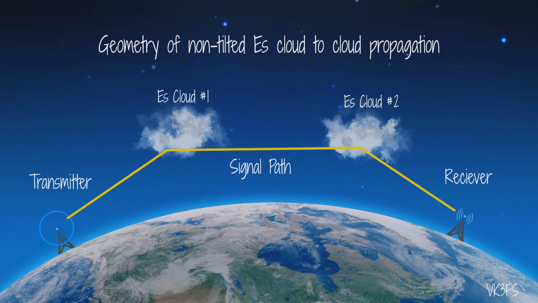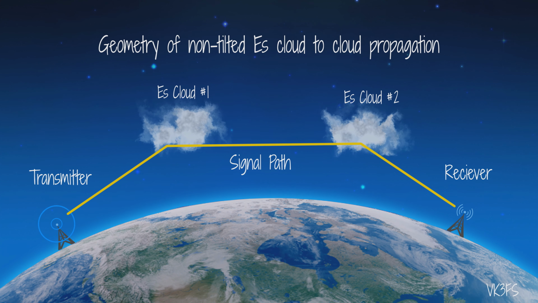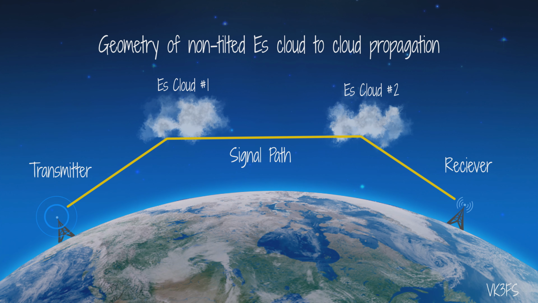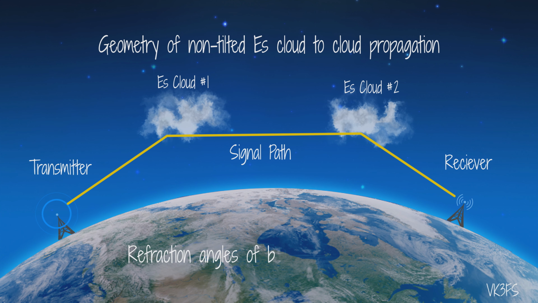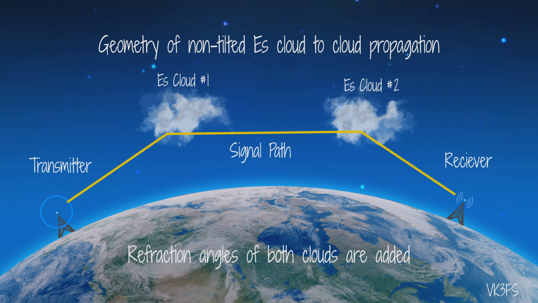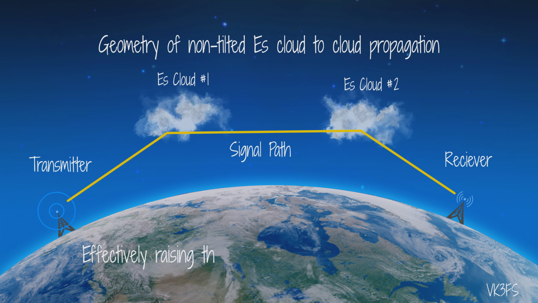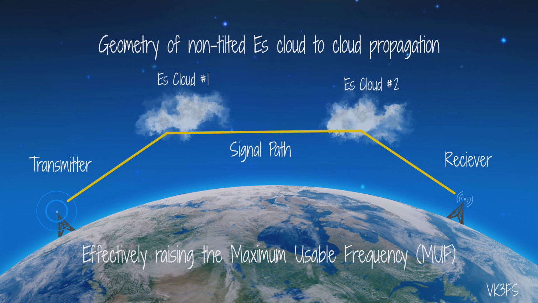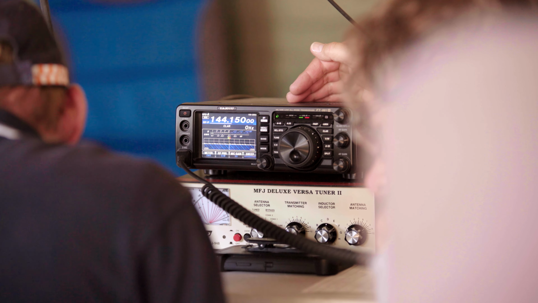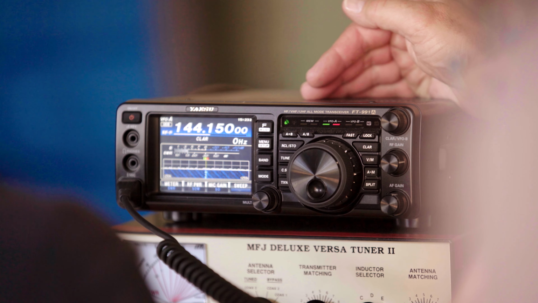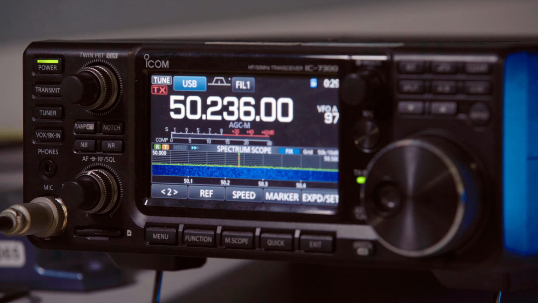In this example, neither E cloud is sufficiently ionised to return a single hop to Earth. With two weak clouds working together, the refraction angles of both Es clouds are essentially added. This would have the effect of raising the apparent maximum usable frequency and ultimately returning the signal to Earth at a greater than normal E distance. This would account for the variable path distances which fall between that of single and double hop sporadic E path distances.